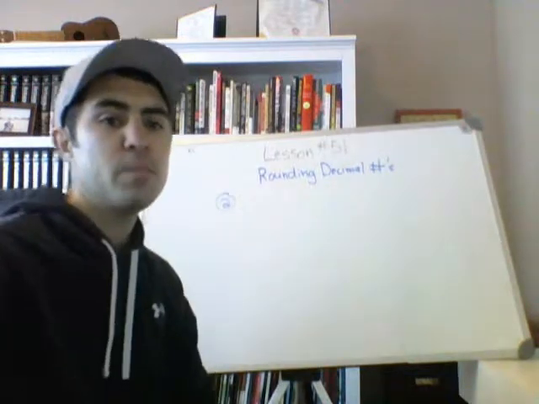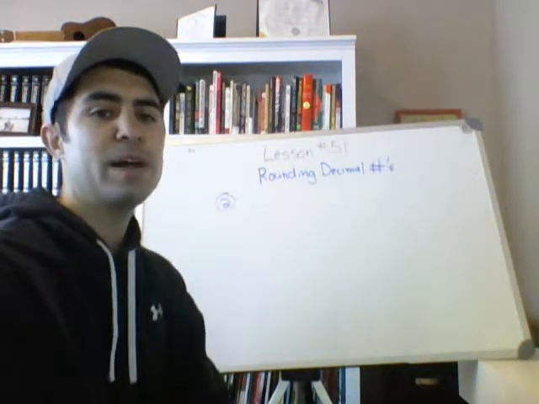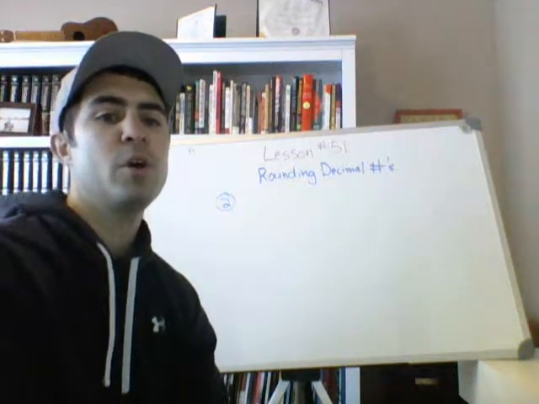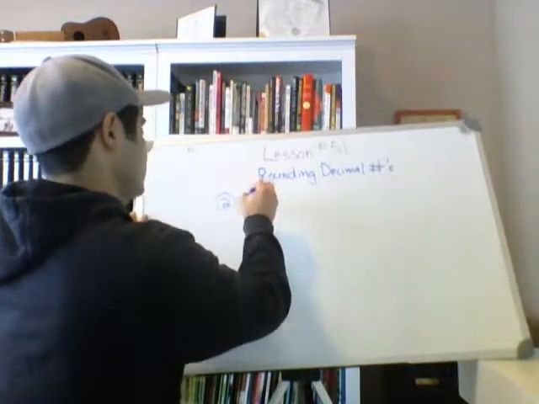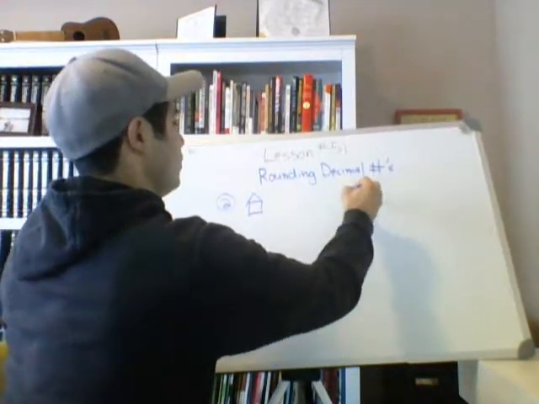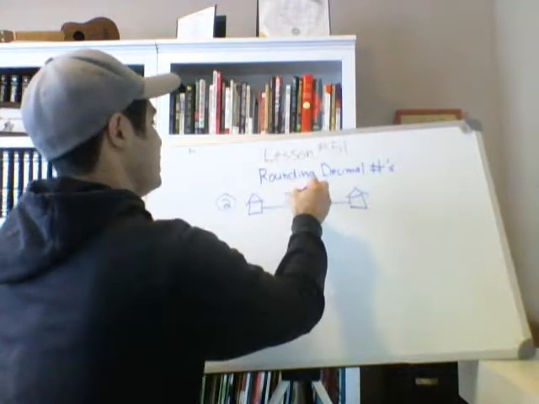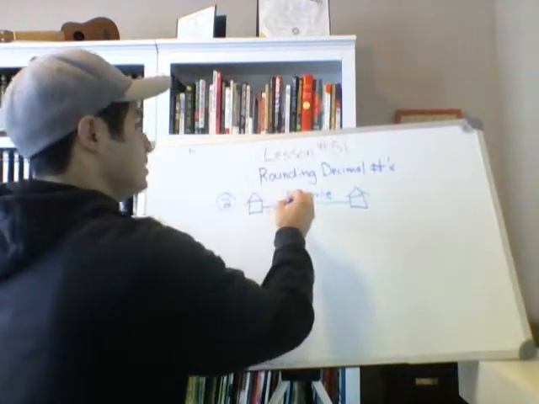It says, from Mona's home to school is 3.5 miles. How far does Mona travel riding from home to school and back home again? Alright, so here's her house. Here's the school. Draw a line in between. That's 3 5/10 of a mile there, and 3 5/10 back.